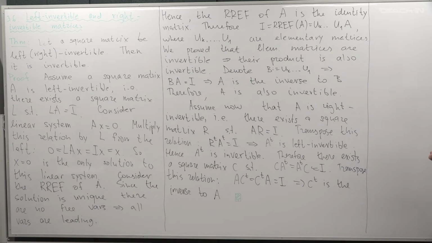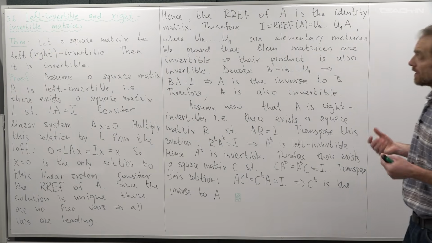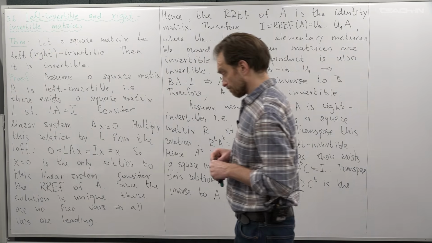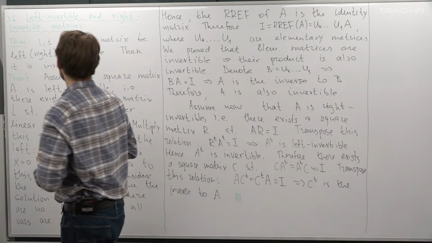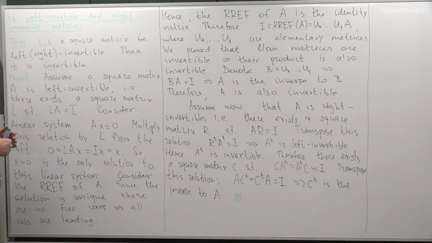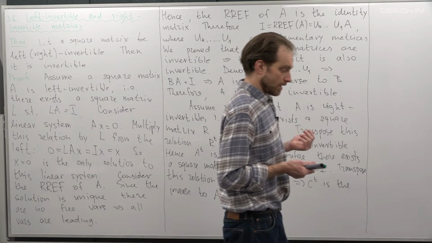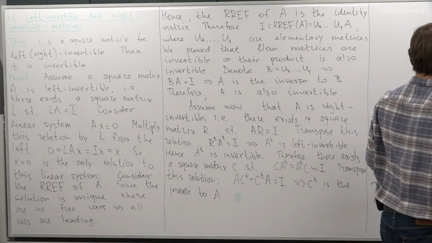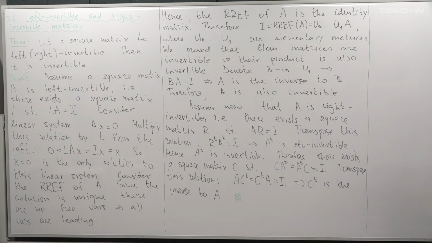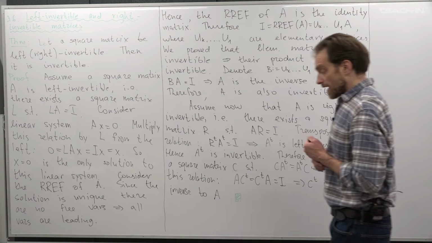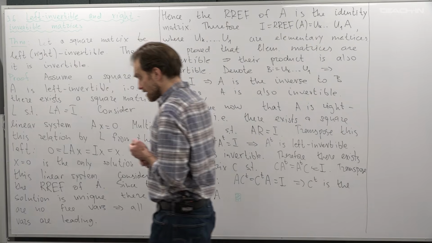Okay, so it is enough to show that our matrix is left or right invertible to prove its invertibility. And so we know how to find the left inverse, so we discussed the algorithm during the previous lecture, and therefore this algorithm produces the inverse matrix.